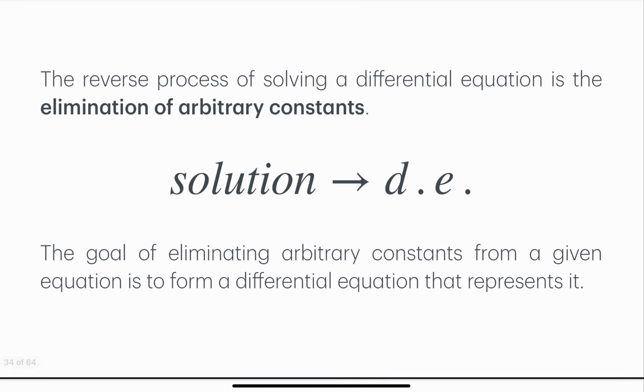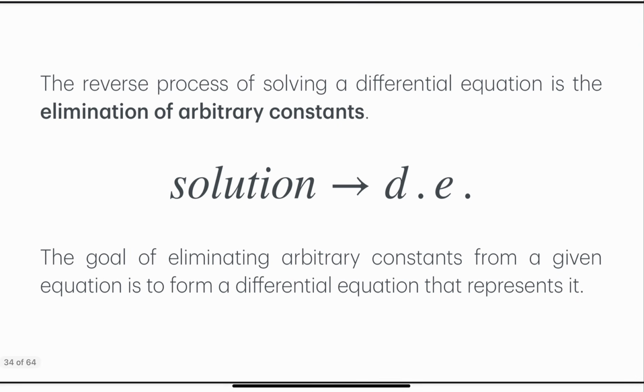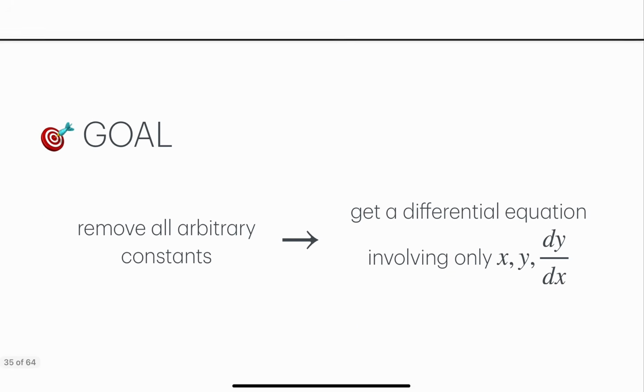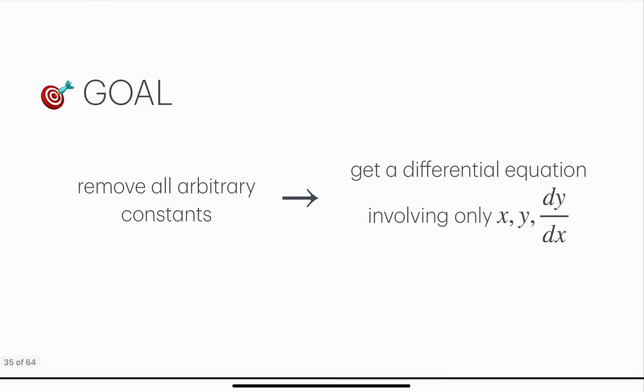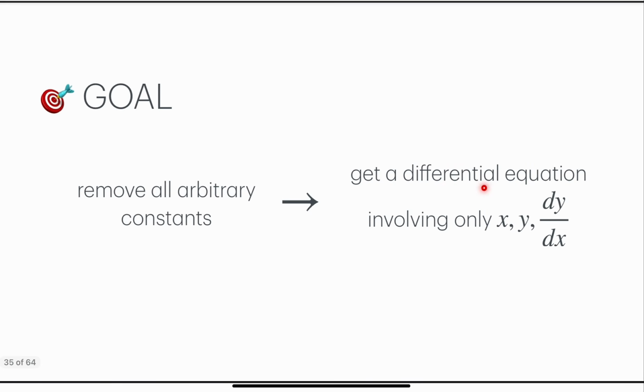Now, the reverse process of solving a differential equation is called the elimination of arbitrary constants. So what we do here, from the name itself, we eliminate arbitrary constants from the given solution for us to be able to find the differential equation that it represents. The goal in eliminating arbitrary constants is that we get a differential equation wherein it only involves the variables x, y, and the derivative dy/dx, which can later on be transformed or expressed in its differential form.